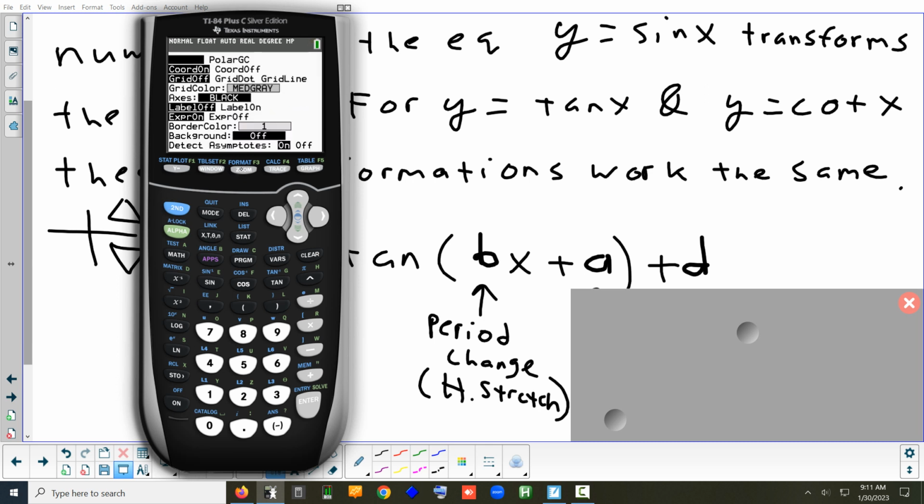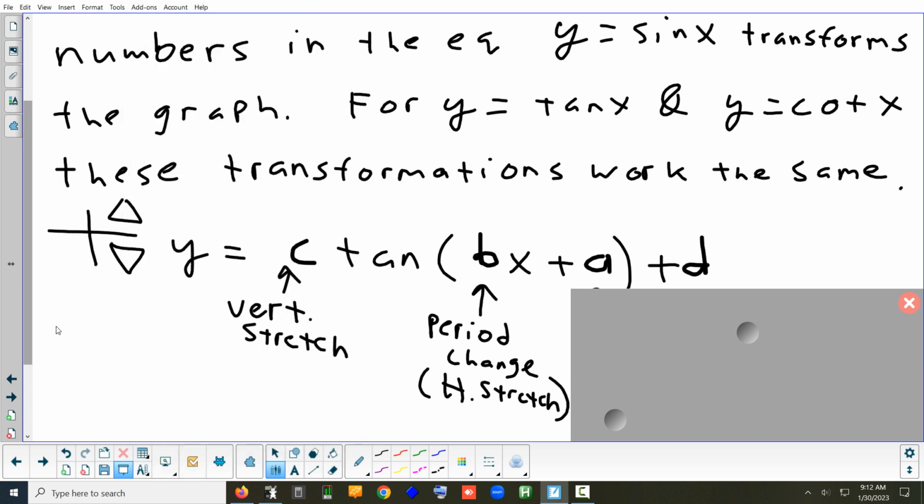You might be able to change how it looks a little bit if you put detect asymptotes off. I don't think it's going to look better. Actually, that one didn't help. I didn't think it would, but there's not much I can do to make that graph look the way it should. Okay, so that's B, and just like C, if it's negative, that's a reflection. Okay, how about A?